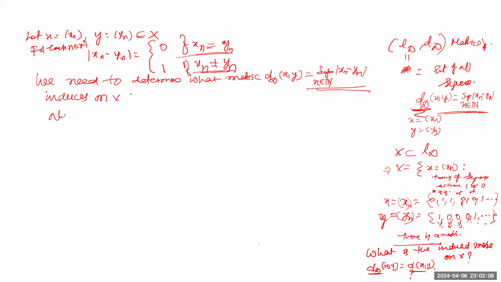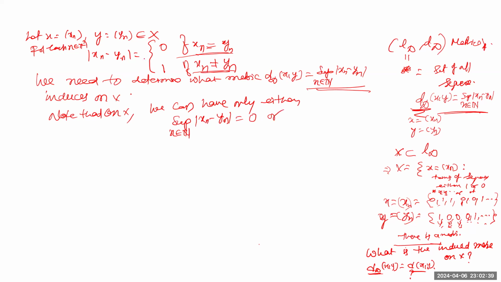Right? So note that on X, we can have only either supremum of mod x_n minus y_n, where n belongs to capital N, equal to 0, or, because here the values are 0 or 1, supremum of mod x_n minus y_n, where n belongs to capital N, is 1.